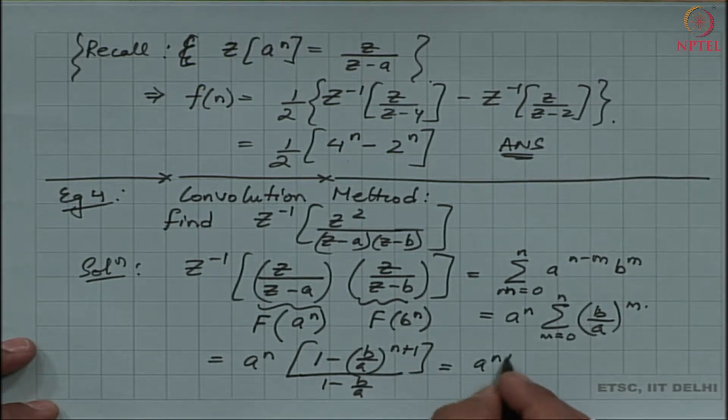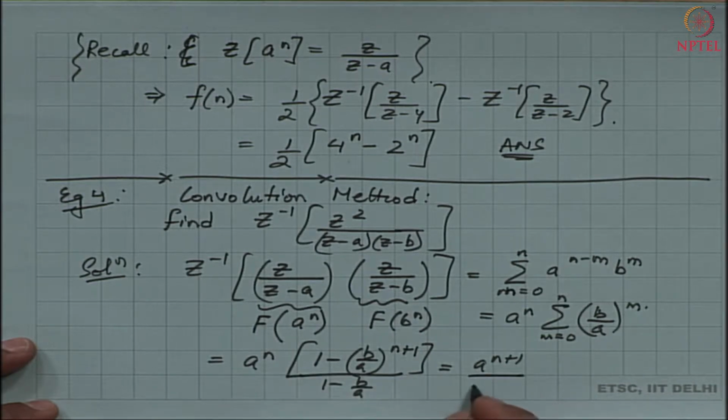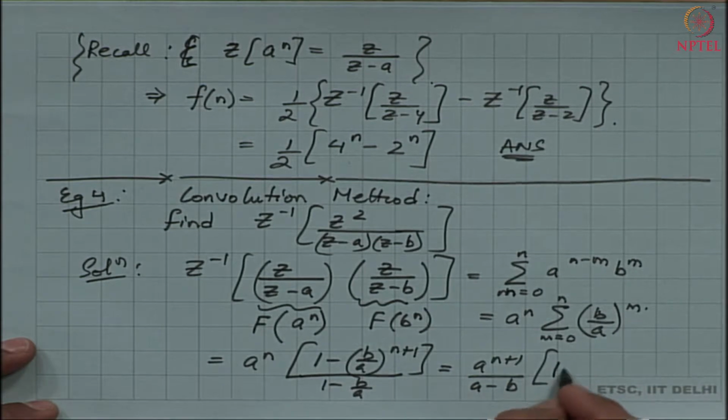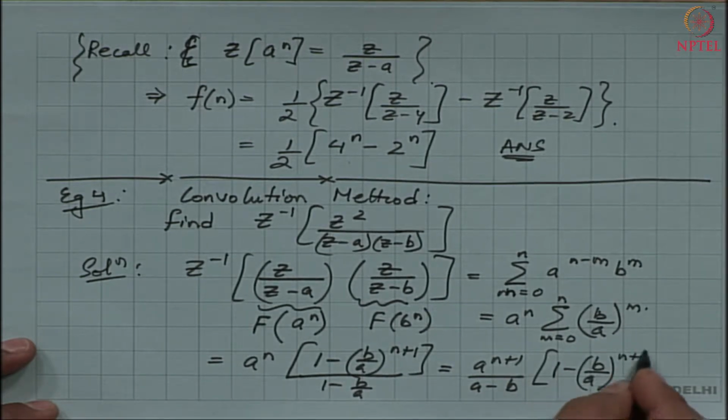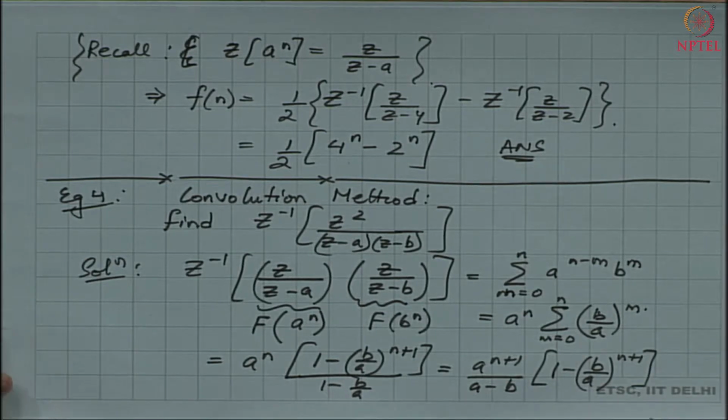So, this is also equal to a to the power n plus 1 divided by a minus b, times 1 minus (b by a) to the power n plus 1. Okay. So, that is my answer.